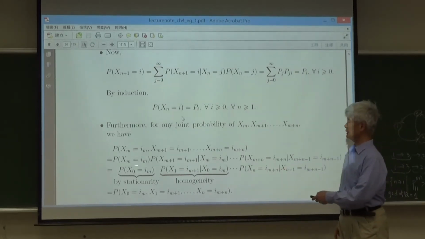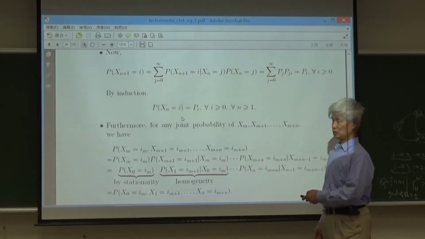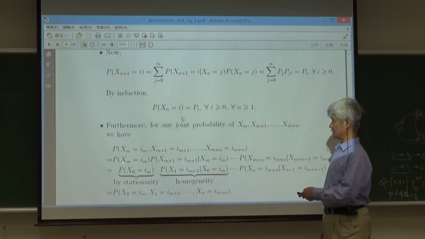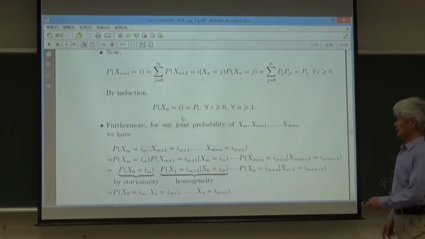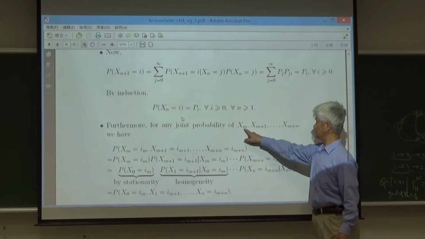And because we just proved that the distribution of Xm is equal to the distribution of x0, we can shift it down. This is by stationarity, which we just proved. Then finally, combining together, you see that the joint distribution is independent of the shift m, because this piece of information is just a shift from this piece of information. So indeed, we proved that the joint distribution is independent of the time index.